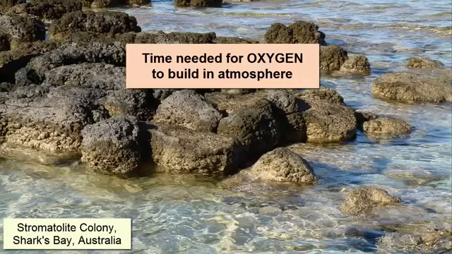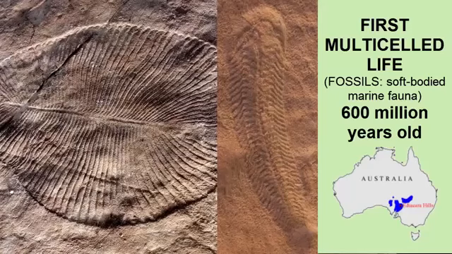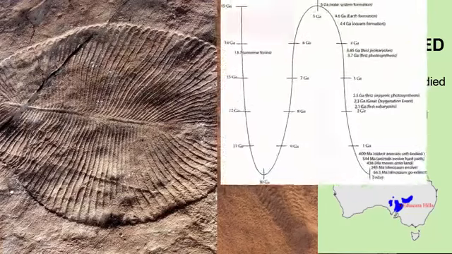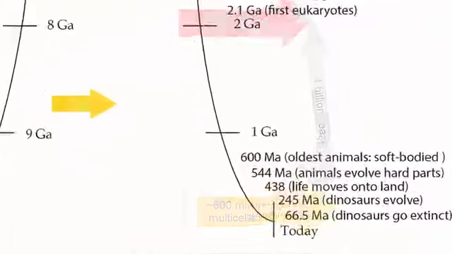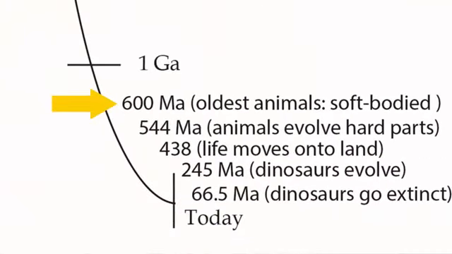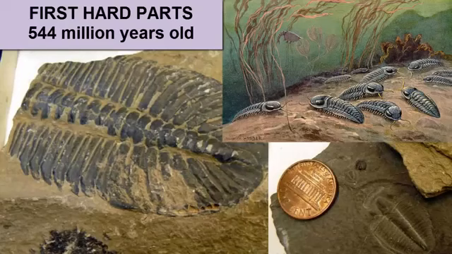The stromatolites and other photosynthesizing bacteria still had a lot of work to do. How much work? The oldest evidence of multi-celled life was discovered in fossils of soft-bodied marine organisms in 600-million-year-old rocks in the Ediacaran Hills of Australia. That's 4 billion years after Earth formed, and in the last 1/9 of Earth's history. After oxygen levels rose to current levels and multi-celled life evolved, evolution really took off.